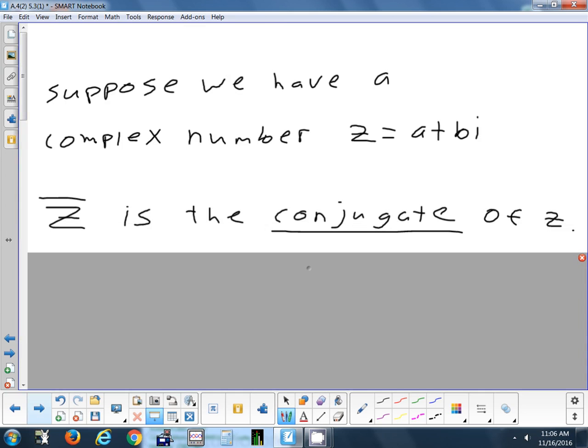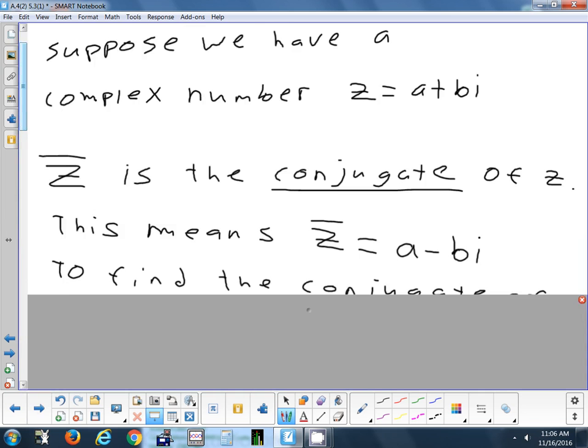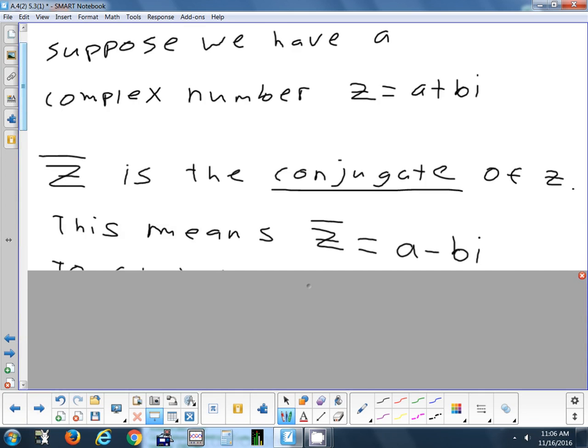If you're wondering why that stays the same, think of 3 like this. It's 3 plus 0i. There's no imaginary part. The conjugate is 3 minus 0i. Plus 0 or minus 0, same thing. Okay, so any questions on what a conjugate is?